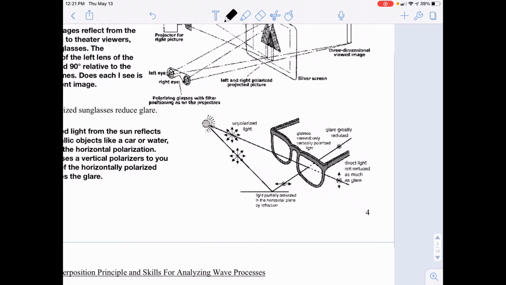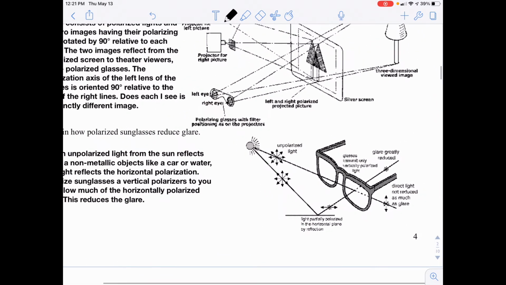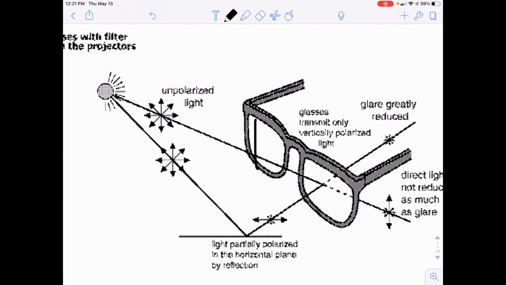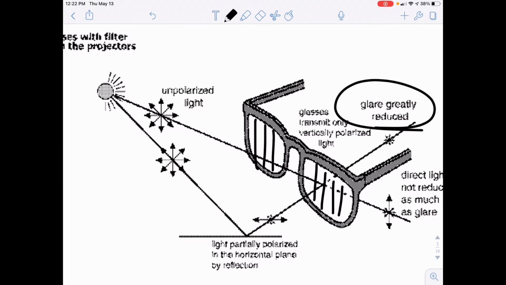So what we do is use polarized lenses, which essentially are vertical polarizers. So if you imagine a bunch of vertical slits in the polarized lenses here, well, that would only allow vertically polarized light, or at least what's left of the vertically polarized light that didn't get completely reduced off reflection, to pass through the sunglasses, but almost completely eliminating horizontally polarized light. What does this do? This greatly reduces the glare.